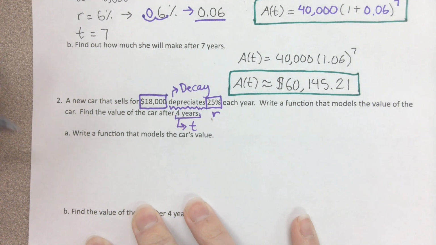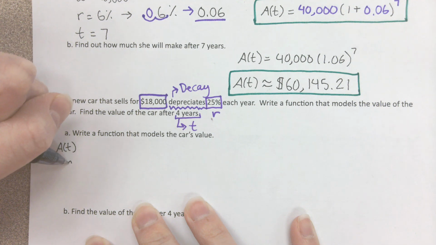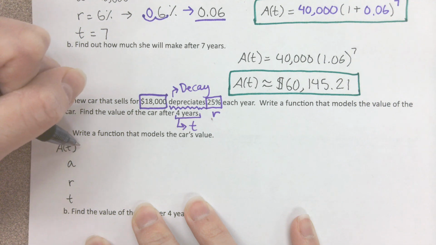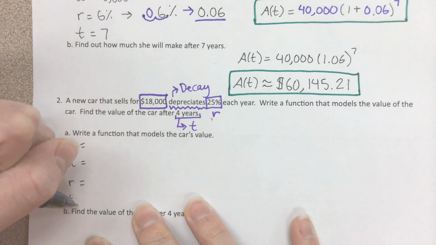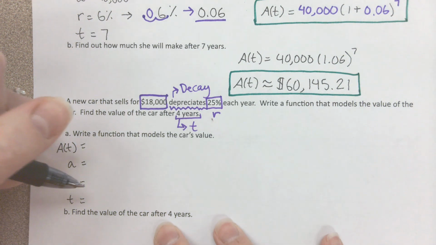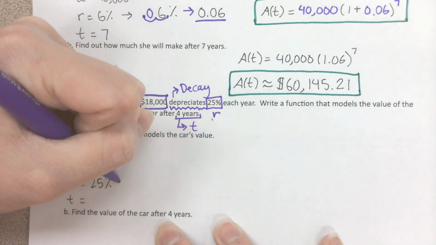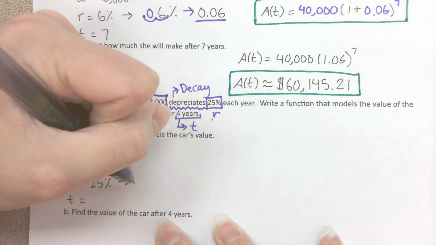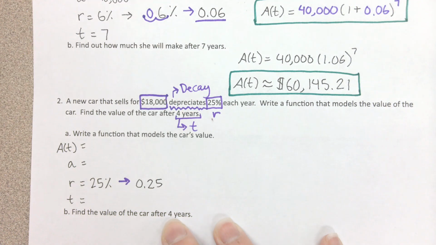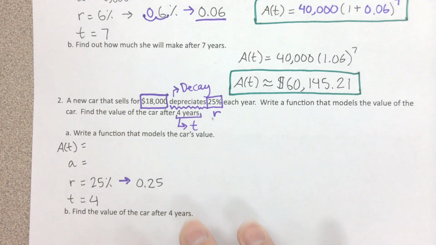I'm going to make my variable list here. We have big A, little a, r, and t. And for part A here, they just want us to build the equation. We already know that r is 25%, which we have to change into a decimal, 0.25. And then the t is 4 years, so 4.